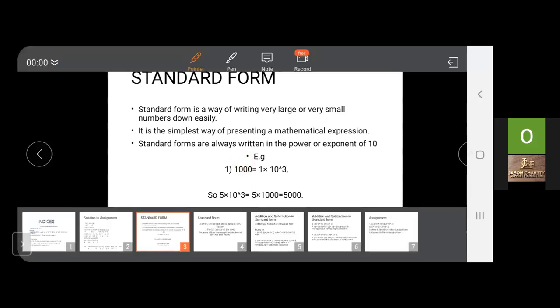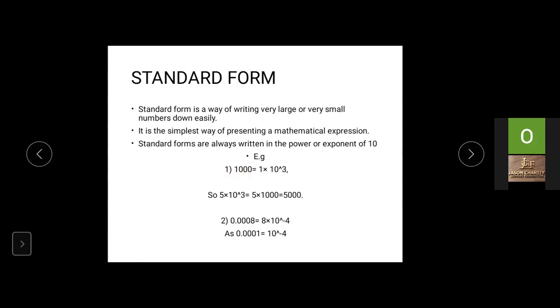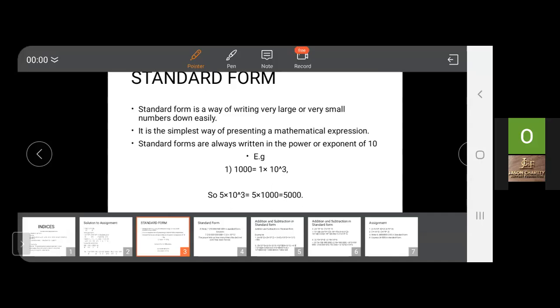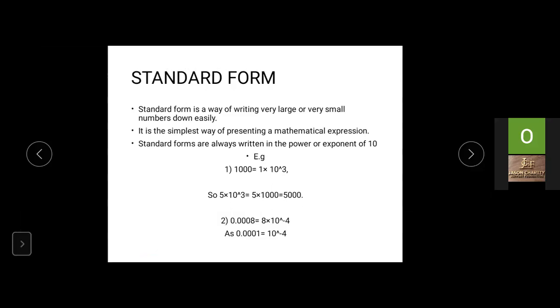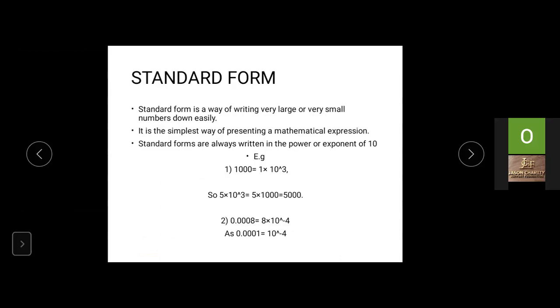Moving from after 1 to after the first 0, to the second 0, then to the third 0, that gives us what? That means we moved 3 times. So the power tells us how many times the decimal point has been moved. Now, looking at 0.0008, we wrote it as 8 times 10 raised to the power of minus 4.